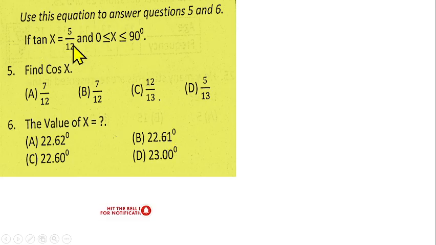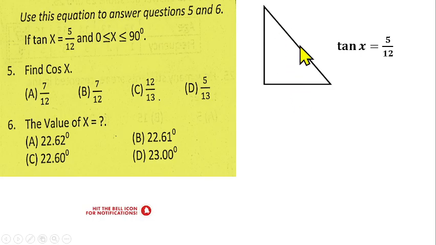We are given that if tan x is 5 over 12, your angle from 0 to 90 degrees, you have to find cos x and the value of x. So like I said, it's from trigonometric ratio. So your tan x is given like 5 over 12. All you need to do is to draw a right angle triangle. From there, you locate the value, you put your angle in the triangle. Then from there, you'll be able to locate your tan of the angle, which is 5 over 12.